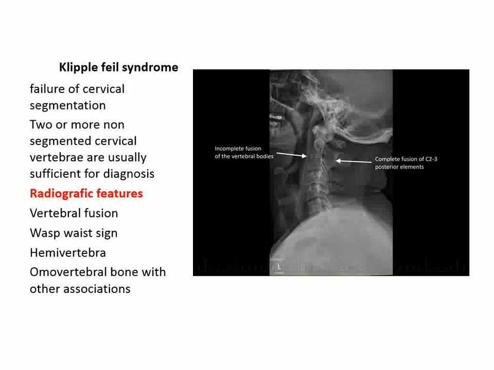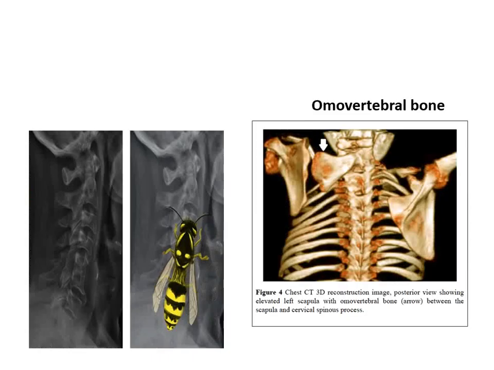Another sign for Klippel-Feil syndrome is the omovertebral bone, which is between the scapula and the cervical spine. This is volume render CT, posterior view. In addition to high riding scapula? Yes, Sprengel shoulder. Yes, Sprengel shoulder. High association between omovertebral bone and Sprengel deformity of the scapula is well known.